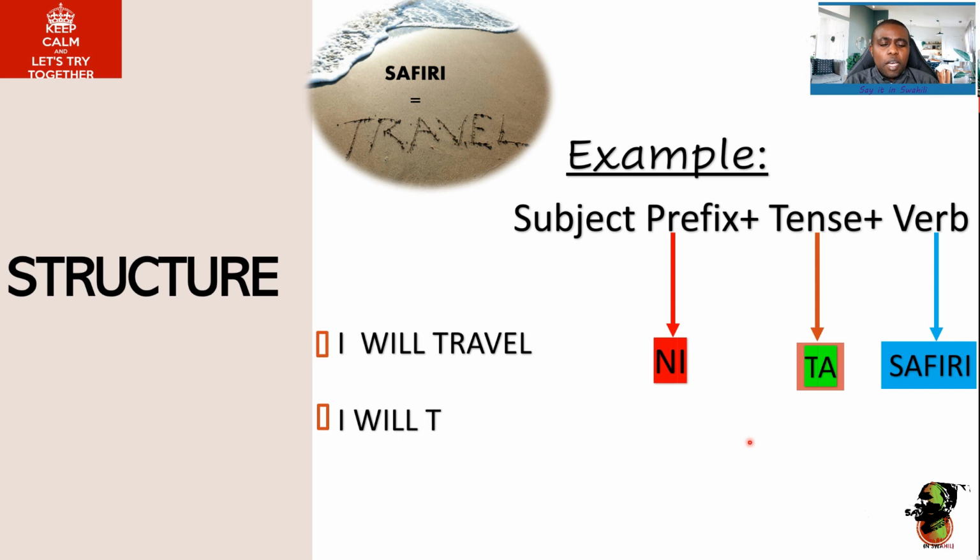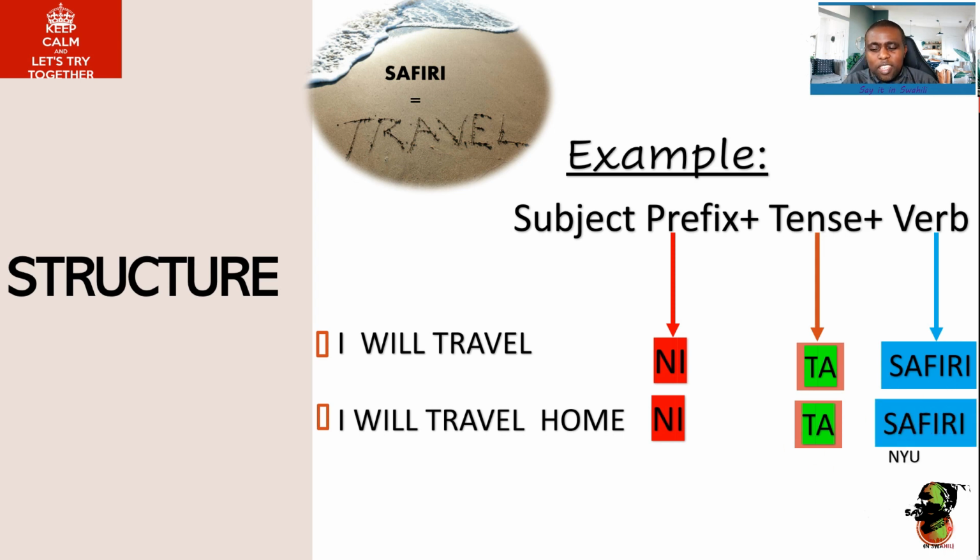What about I will travel home? Ni, ta, safiri. And we've got our new noun. Not a new noun because we've been using it a lot. Nyumbani. Home. I will travel home. Nitasafiri nyumbani. So that's the structure which we'll be adopting across all the other examples of verbs that we'll be using for this session.